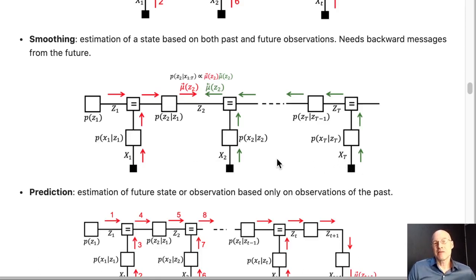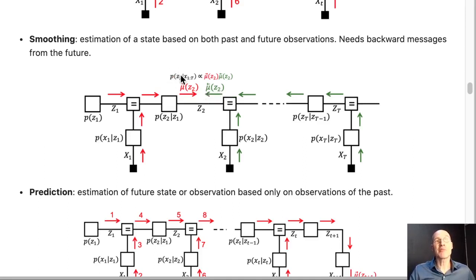Well, in message passing, it's easy. From this viewpoint, if I look to the left and the right, I just see trees. So from the past, I just pass messages from the terminals, from x1 and from p of x1, until I get this incoming forward message on this edge, called mu forward z2. And what information do I get from the current? Well, basically x2 passes a message up, and I combine that with messages from the future, and I get these backward arrows, the green arrows, which are just messages from the future, also from here and up, leading to this message coming from the current and future observations.